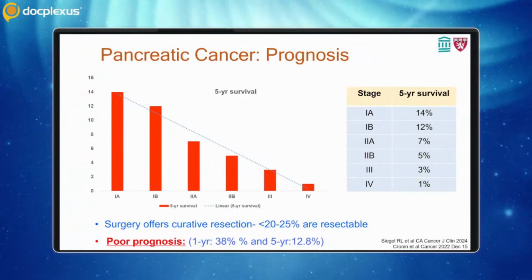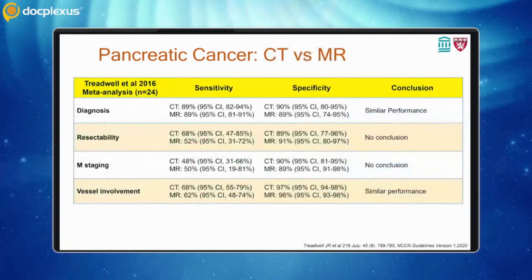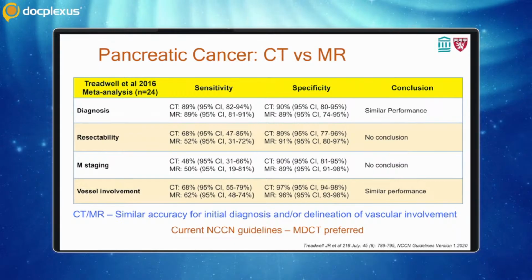Surgical resection offers a curative treatment option. However, less than 25% of patients have resectable disease at the time of presentation. So imaging plays an important role in the diagnosis and staging of pancreatic cancer. If you compare CT and MRI, both perform comparably for diagnosis of pancreatic cancer and delineation of vascular involvement. This meta-analysis found that both CT and MRI have similar accuracy. If you look at the current NCCN guidelines, MDCT is preferred for evaluation of patients, diagnosis and staging of patients with pancreatic cancer.